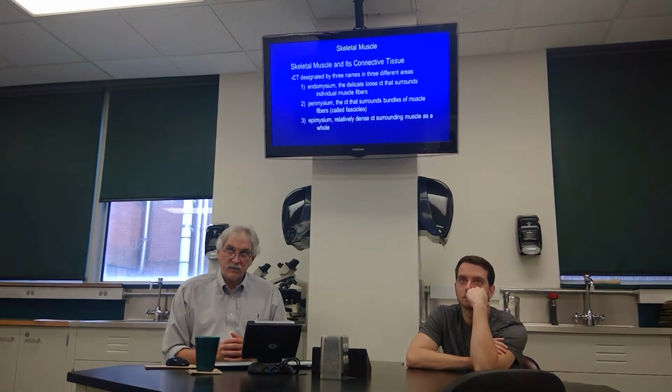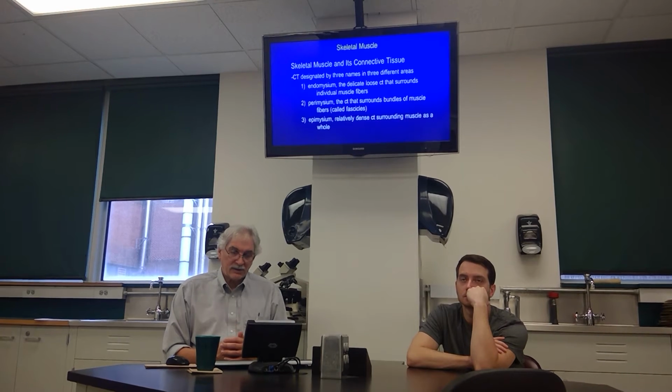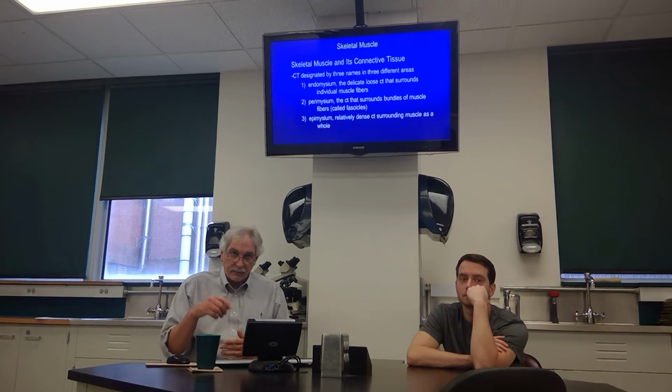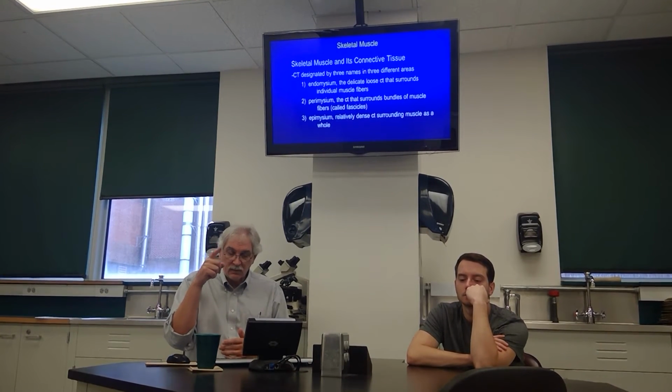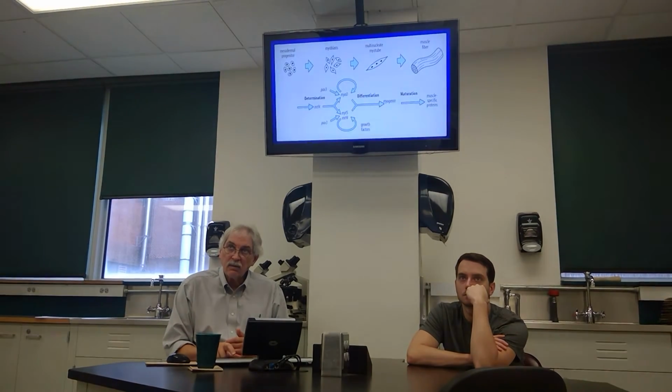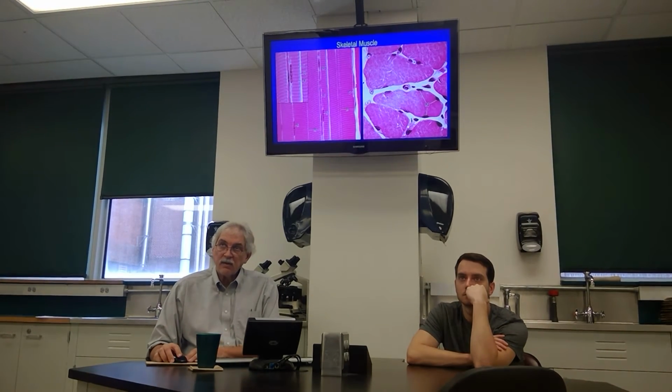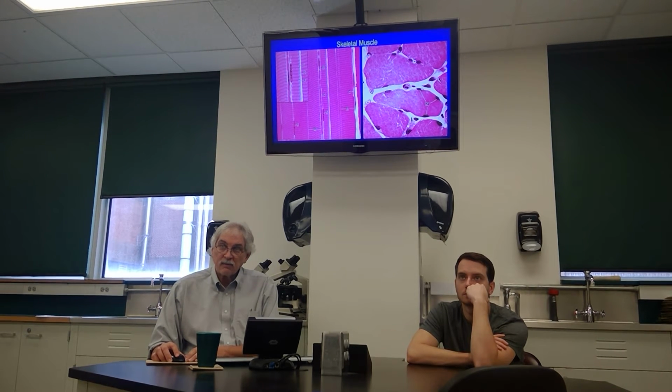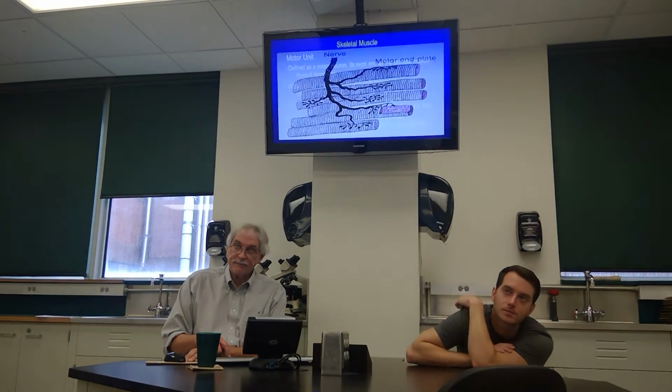On that cross section I showed you, a couple of fibroblast nuclei, a little bit of connective tissue around each muscle fiber. We've got muscle fibers here. This very delicate connective tissue in here is really hard to see with an H&E because there's just not much there. That's the endomysium.